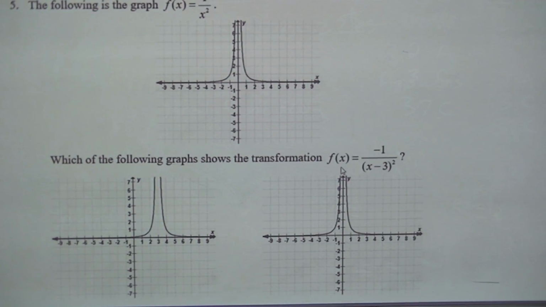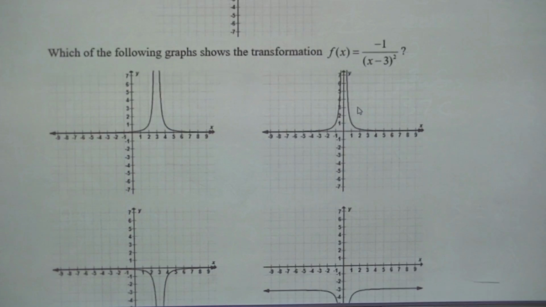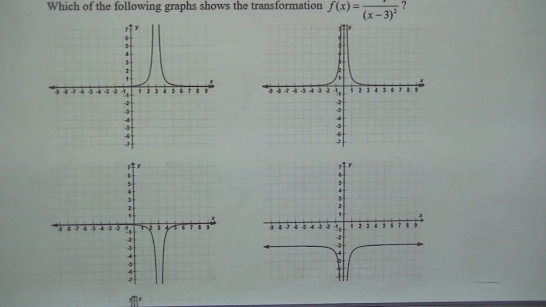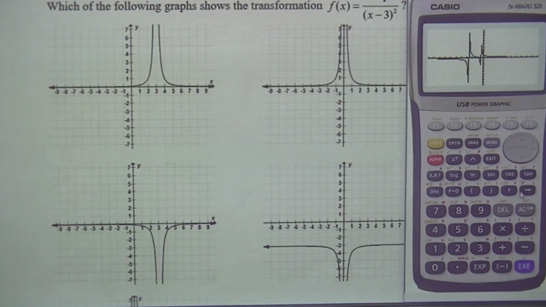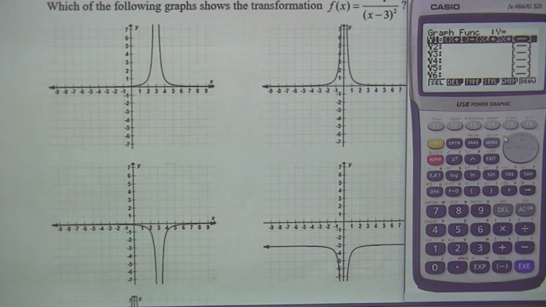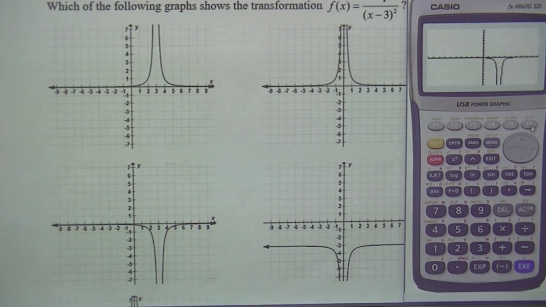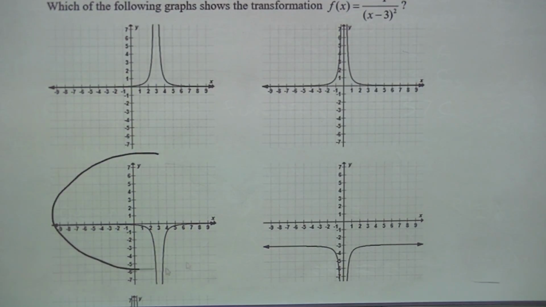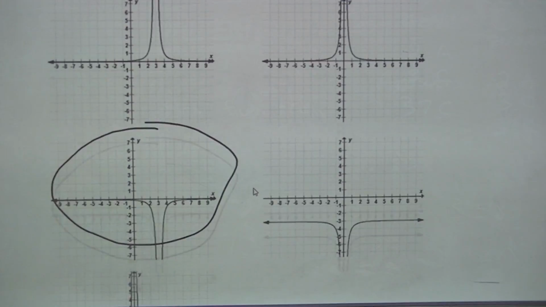Which of the following shows the transformation of this? What I would do is just go ahead and graph that and see which one lines up. -1 divided by x minus 3, whoops, 3 squared. Draw. What I'm looking for is the one that's going down like that, and so this one right here would be my answer.